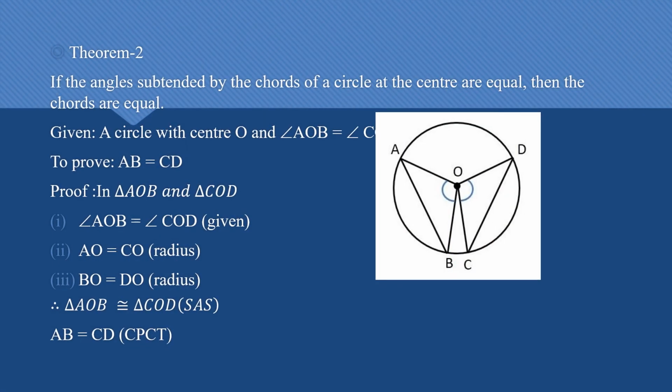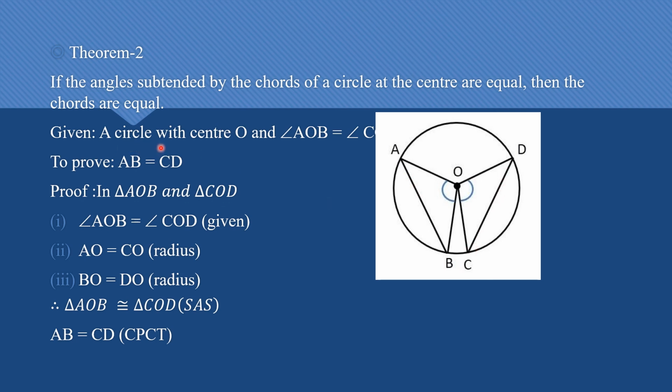Theorem 2. If the angles subtended by the chords of a circle at the center are equal, then prove that the chords are equal. We are given two angles, angle AOB made by the chord AB and angle COD made by the chord CD at the center, which are equal, and we need to prove the two chords AB and CD are equal in length. We are given a circle with center O and angle AOB is equal to angle COD. To prove AB is equal to CD.